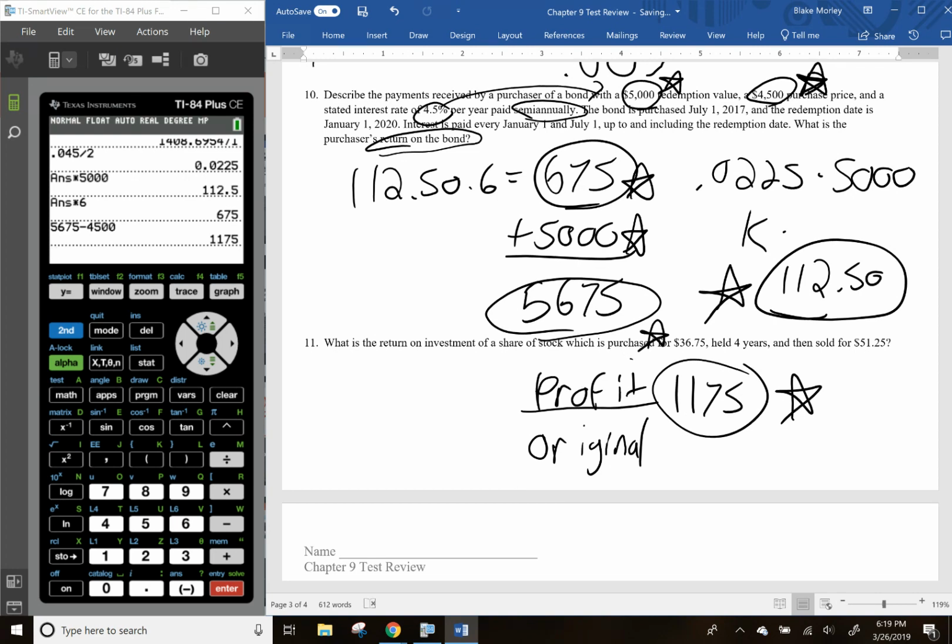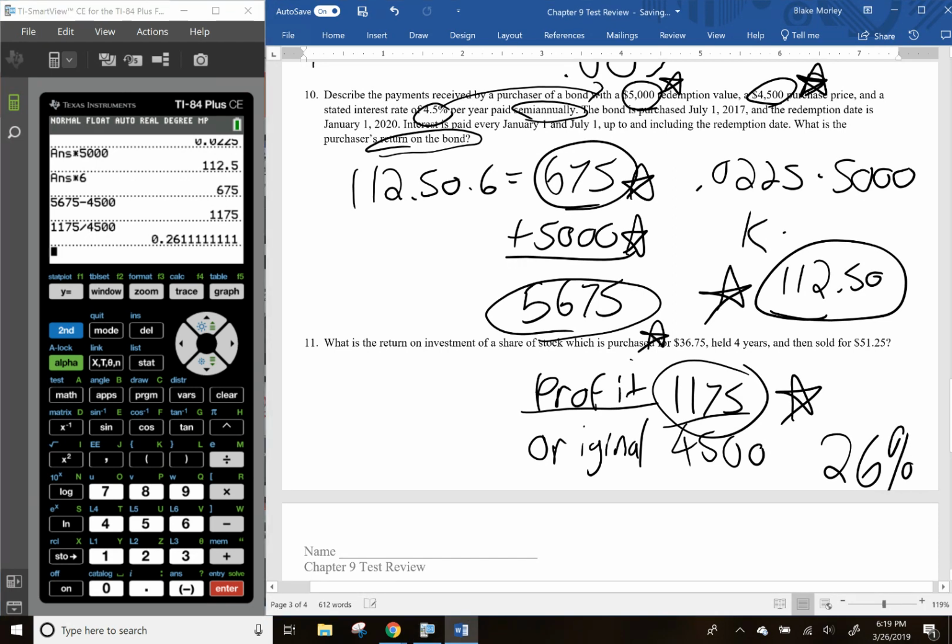So the 1175 divided by the 4,500 will give us the percentage return. And that's 26.1%, or we can just say 26% return. So I'm buying a $4,500 bond, and at the end of 3 years, I will have made 26% of that amount of money back. Of course, I'm getting the original amount back, but I'm making 26% more, if that makes sense.